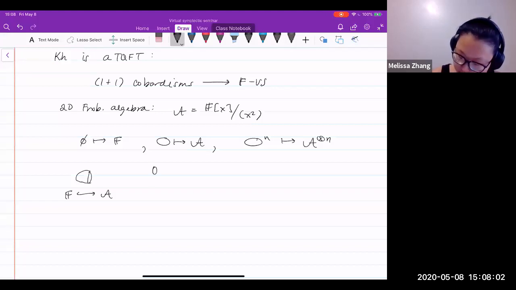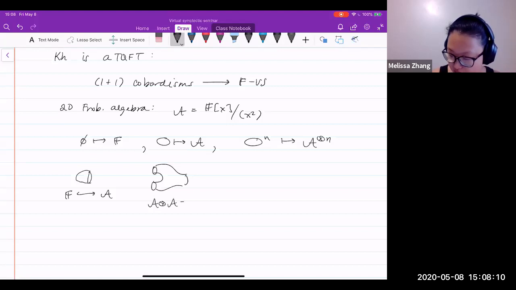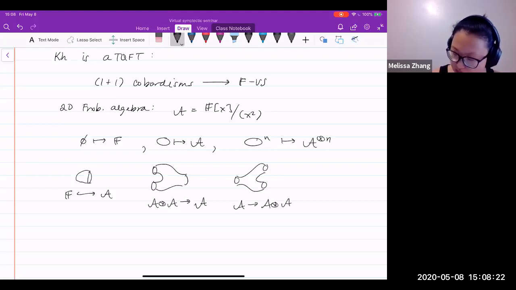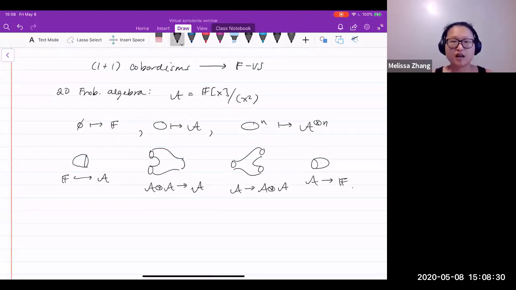Of course, you can have two circles merging. This is called multiplication, so A tensor A goes to A. The opposite of that is going to be one circle splitting into two. And then the opposite of the birth of a circle is just a map from your algebra to your base field. And this is really all you need.